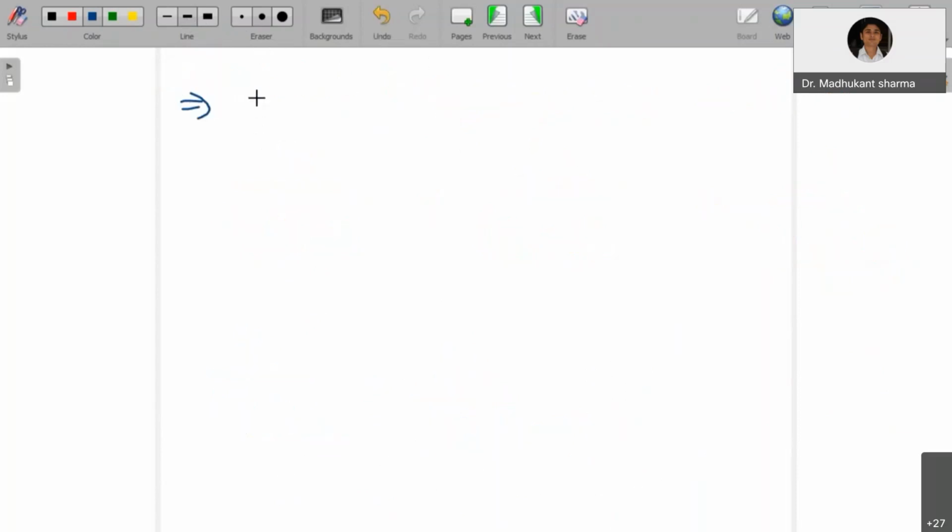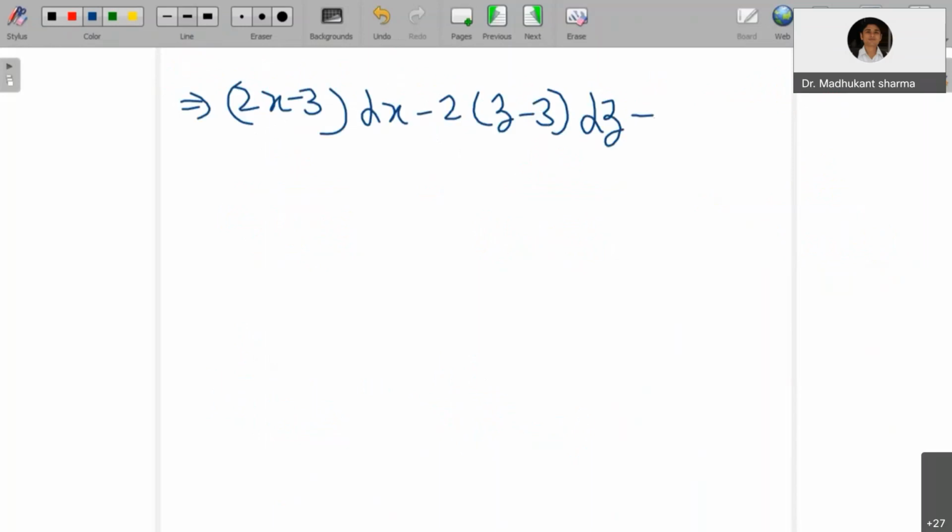So what you will have is (2x minus 3) dx minus (2z minus 3) dz is equal to 0. So this implies, if you integrate both sides, what you will have is x square minus 3x, and minus 2z dz is minus z square plus 2 into 3 is 6, right? 6z is equal to 8.